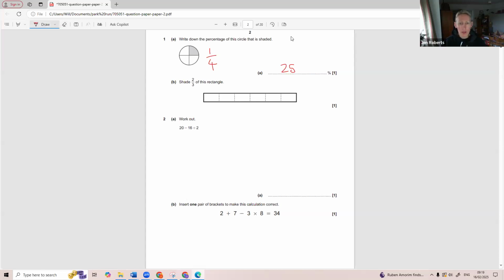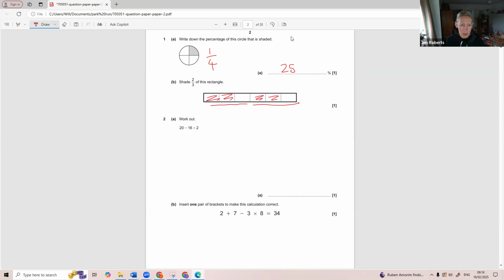Shade 2/3 of this rectangle, so 2/3 means 2 in every 3. So out of these 3, I'll be shading 2, and out of these 3, I'll be shading 2. So 2/3, you can see, is the same as 4/6.